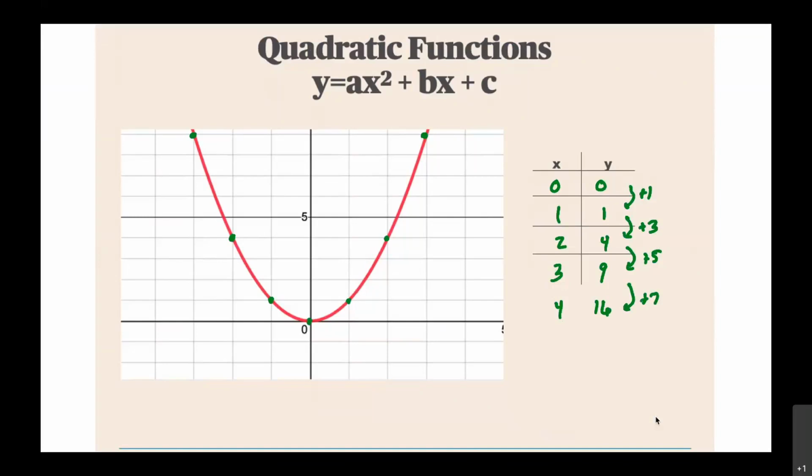Any questions so far on the difference between linear versus quadratic patterns? Linear has that constant amount, that constant slope. Quadratic has those odd numbers is what you're looking at.